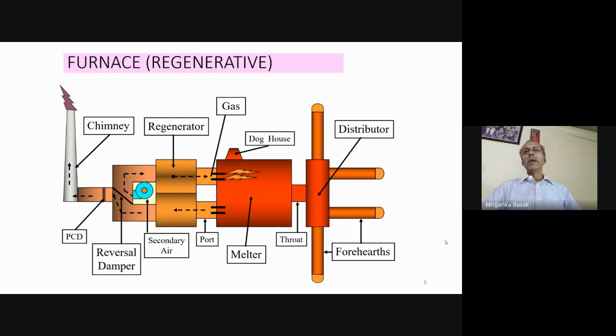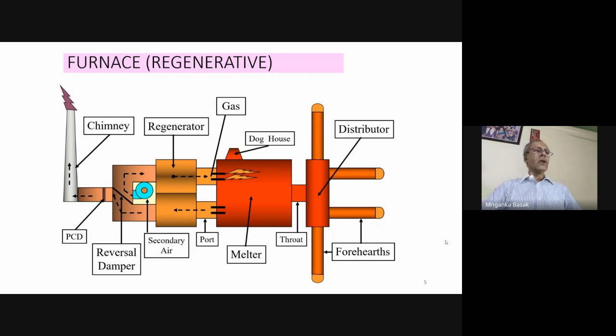After melting, the flue gas generated after melting is holding a huge amount of heat, which is at a temperature of around 1300 degrees centigrade to 1350 degrees centigrade or so. And nobody wants to waste this energy. So what they would do? This is being done in almost all the plants. In a thermal power plant, it is called an economizer.